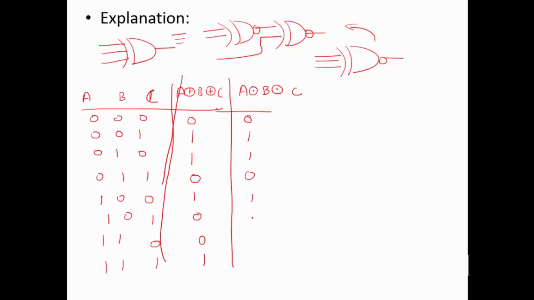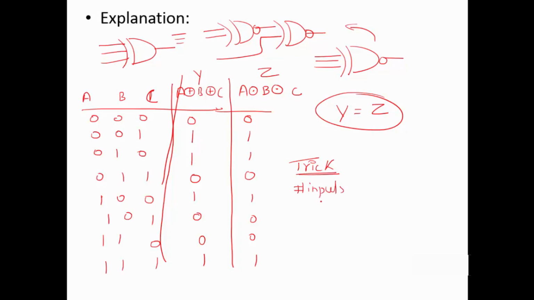And when you solve this way, shockingly you can see, suppose this is Y and this is Z, Y is equal to Z. That means now you can make this a trick. If the number of inputs is even, then XOR is the complement of XNOR and vice versa. But if the number of inputs is odd, then XOR is equivalent to XNOR.